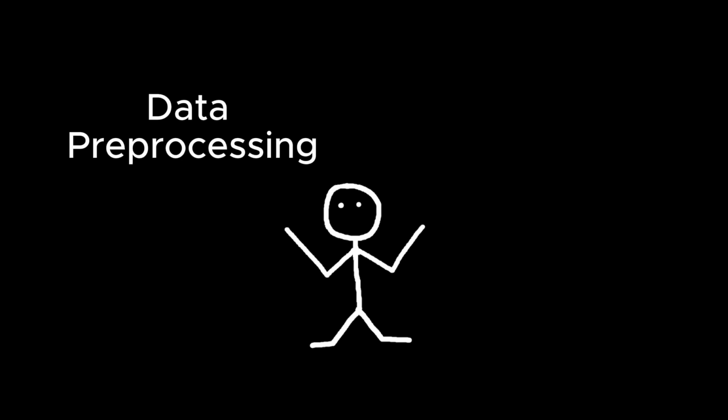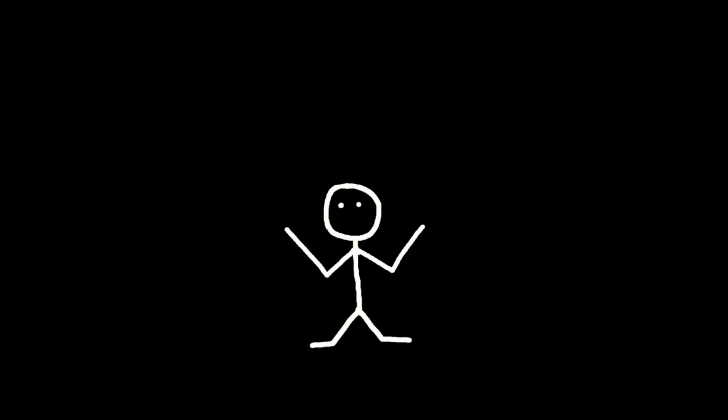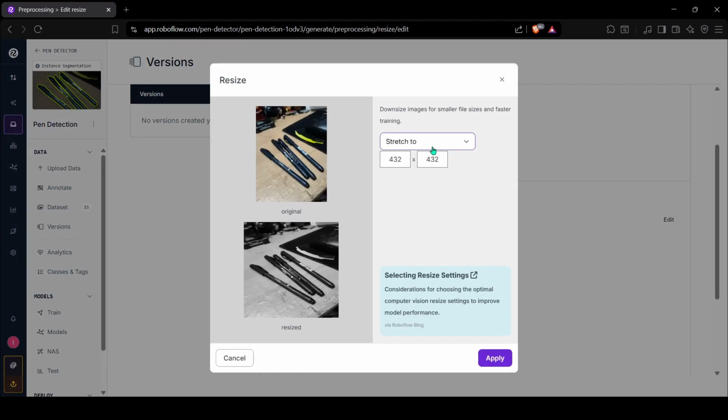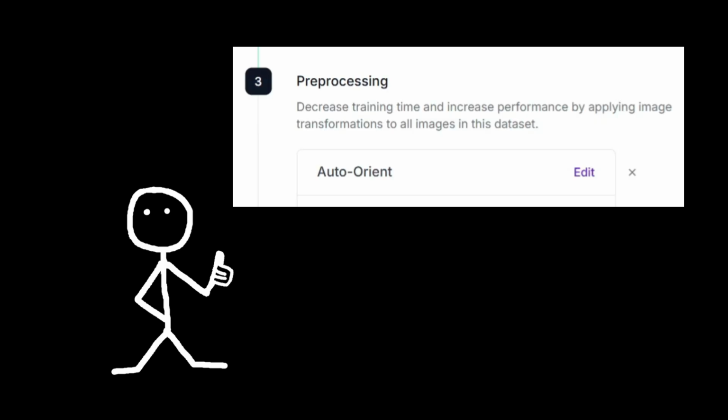The next part of a dataset creation is the data preprocessing and data augmentation. One thing that you need to know is that most YOLO models are trained on 640 by 640 in instance segmentation. Therefore, we need to change the resize parameter to 640 by 640 stretch so that our dataset has the same size as the YOLO model. You can keep the auto orient option as well.